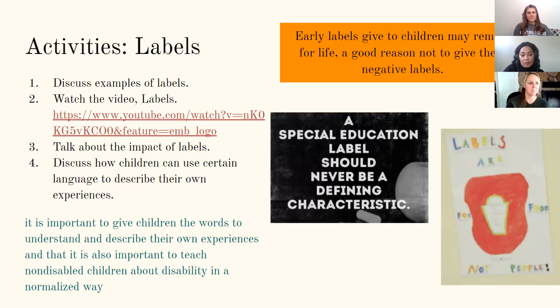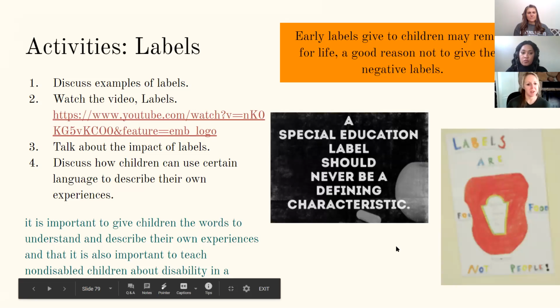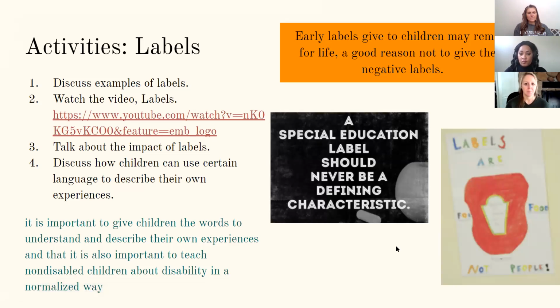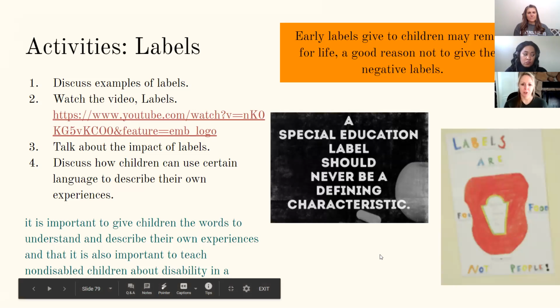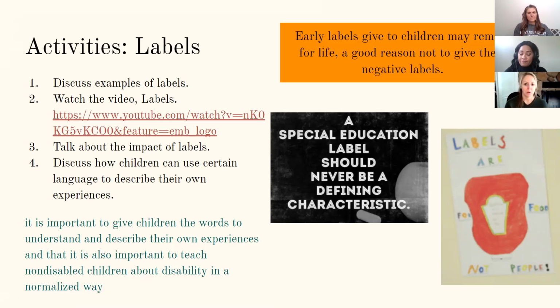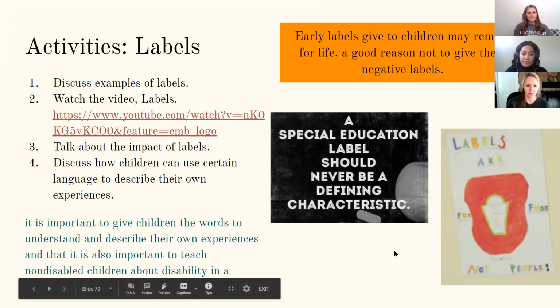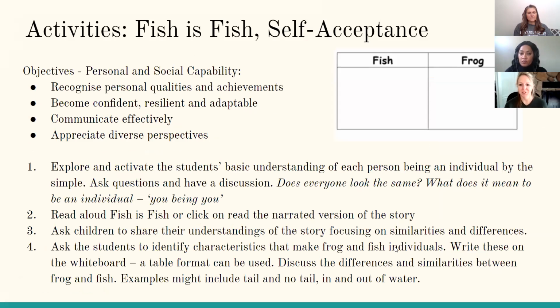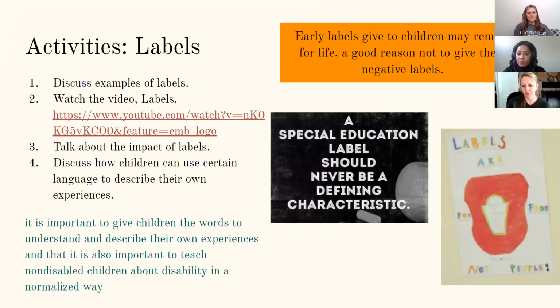But it's also important to give children a way to actually communicate and describe their experiences, instead of just saying you can't label someone. You want to give them the actual words and tools to talk about children with disabilities. Labels given to children may remain for life, so it's important that we avoid giving negative labels to people. As you can see in the picture on that slide, it says labels are for food, not for people.